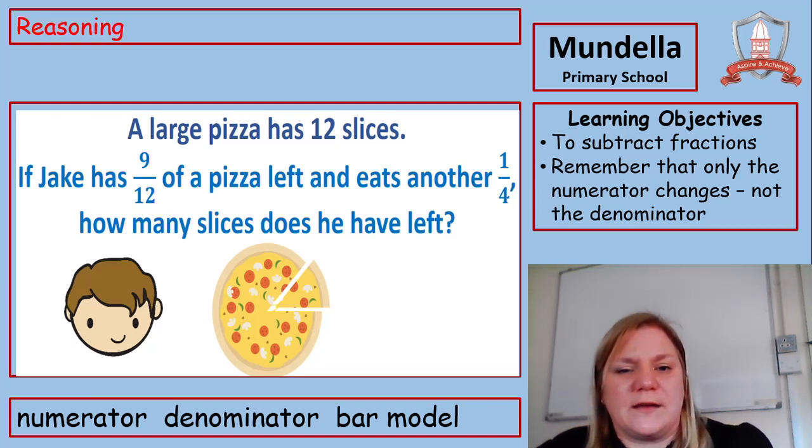A large pizza has 12 slices. If Jake has 9/12 of a pizza left and eats another 3/12, how many slices does he have left? So what we're actually calculating is 9/12 take away 3/12. Our denominator doesn't change. So we do 9 take away 3, which is 6. So we have 6 out of those 12, or 6/12 of the pizza left.